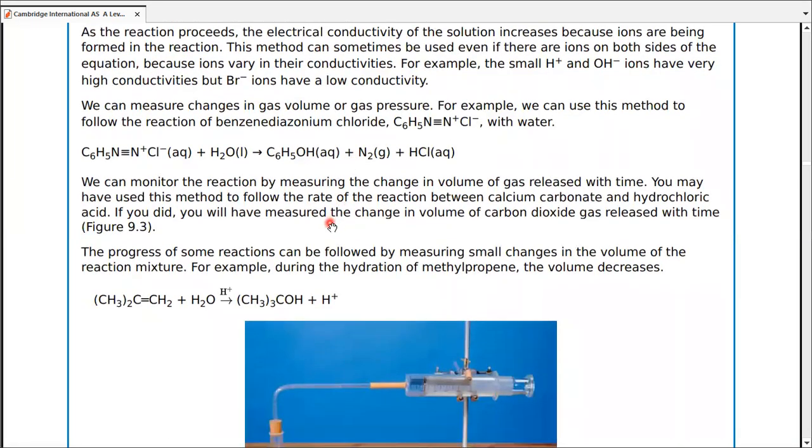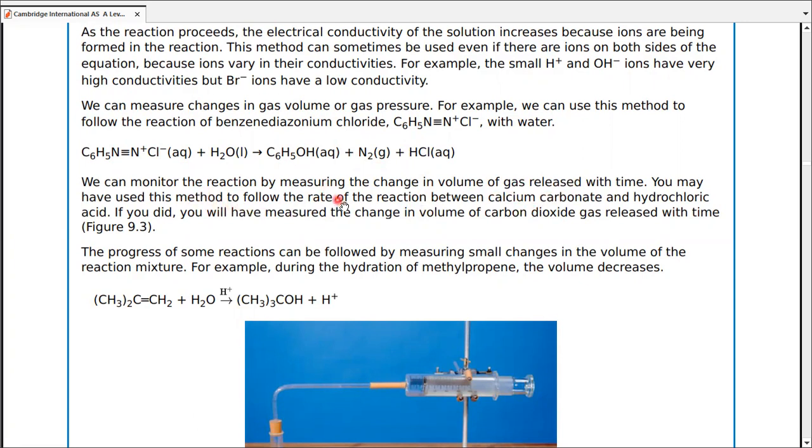Moving on, the third kind, where we measure the changes in gas volume or gas pressure. For example, we can use this method to follow the reaction of benzene diazonium chloride, which is C6H5 N triple bond N positive Cl negative. Now, we can react this with water. It actually produces for us the benzene-based alcohol plus nitrogen plus hydrogen chloride, actually hydrochloric acid. We can monitor the reaction by measuring the changes in volume of gas. Now, the only gas in this entire system is nitrogen gas, released with time.